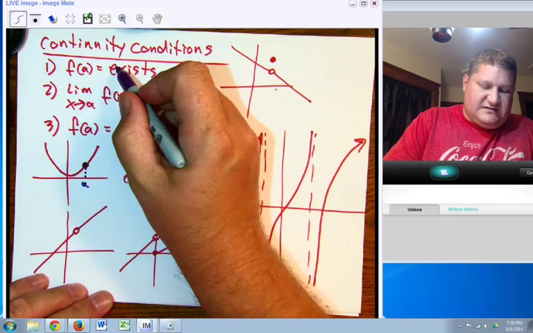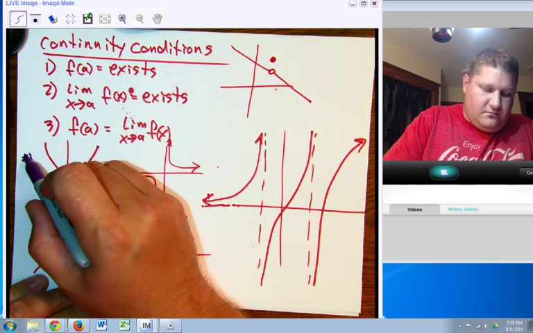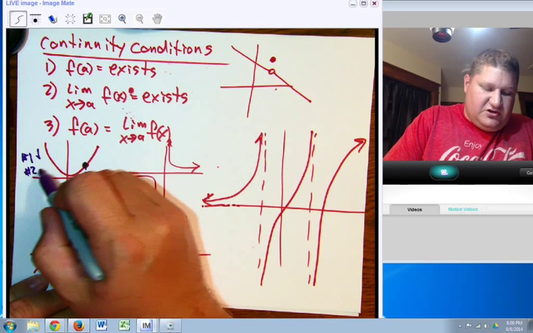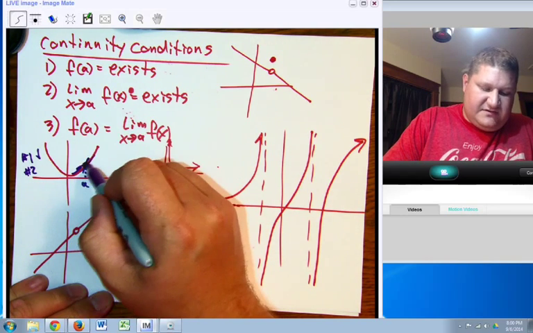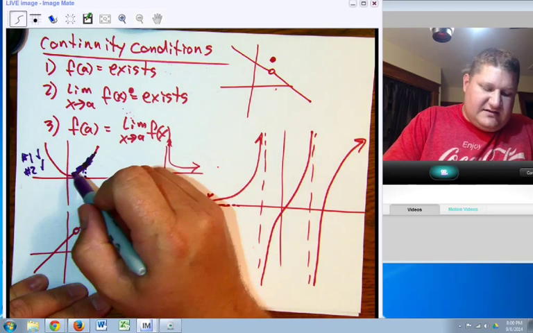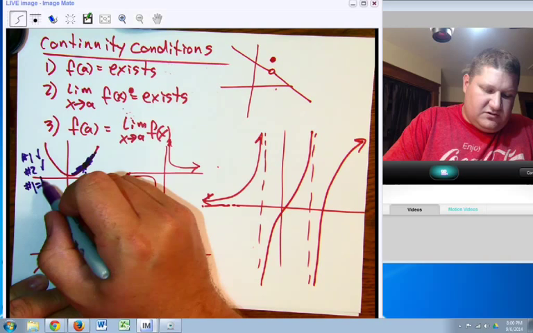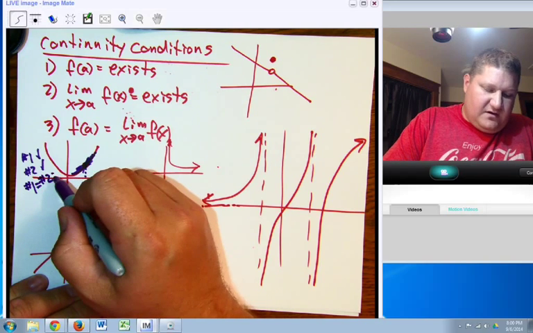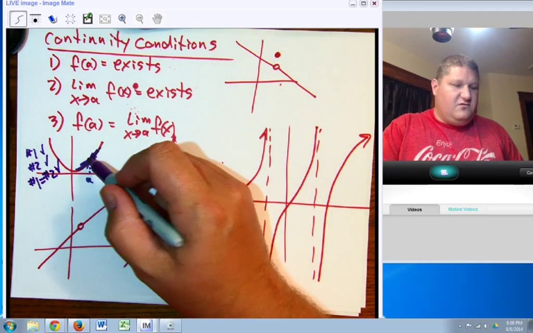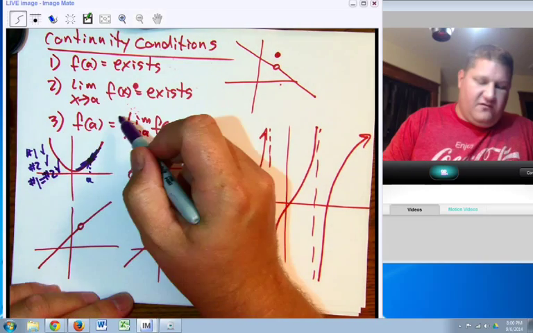We would say, does it match for condition 1? Condition 1, check. It exists. Condition number 2, does the limit exist? Does it seem to be going to the same place as you approach it? Check. And does number 1 seem to be equal to number 2? That's, of course, condition number 3, check. So in this case, it is continuous at a. And in fact, this function is continuous over the entire function.